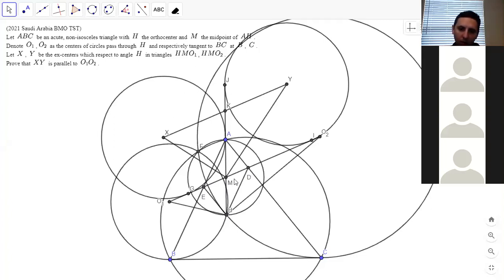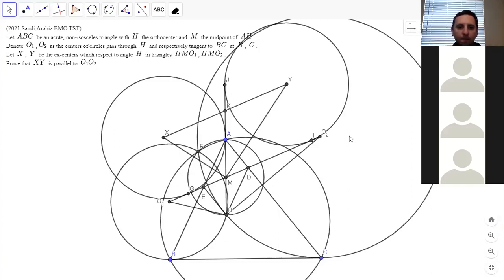First, we need to prove that O1, O2 pass through M. But I think that's not so hard to prove because basically we showed that if we let F be the intersection of the circle with diameter AH and this big circle, and we showed that BHF is tangent to BC. So basically all three of these circles pass through F and H, and so their centers have to be collinear. But anyways, I'm sorry, keep going. So had you proved that?